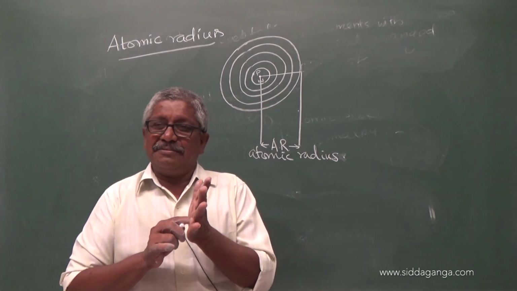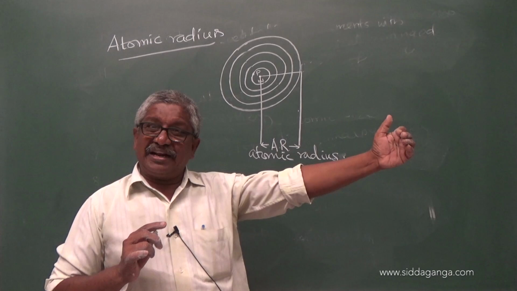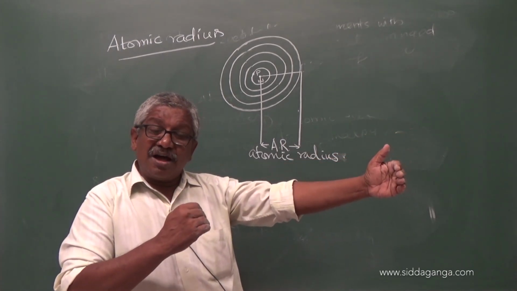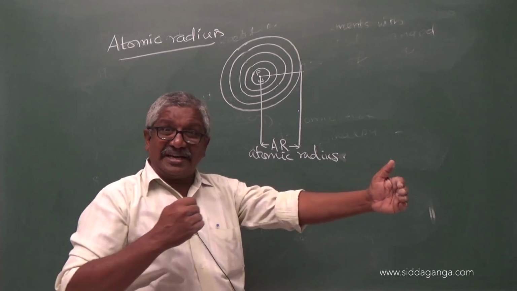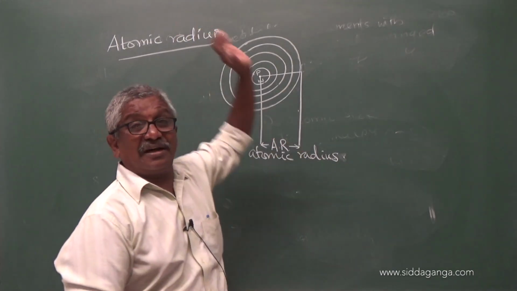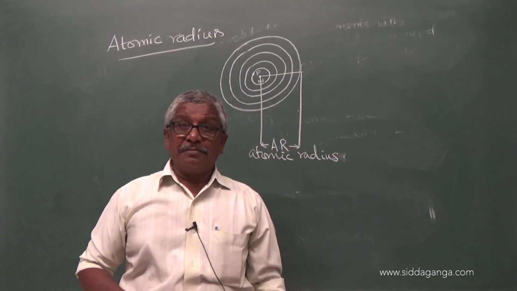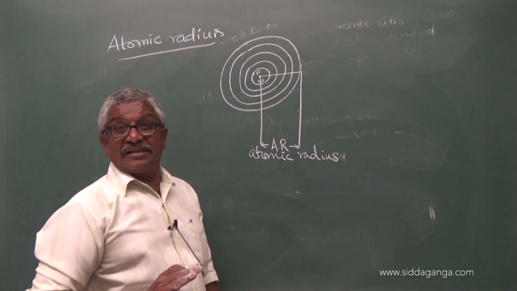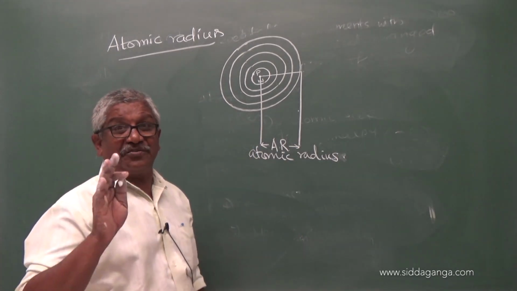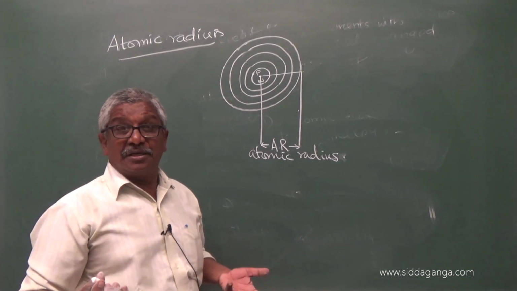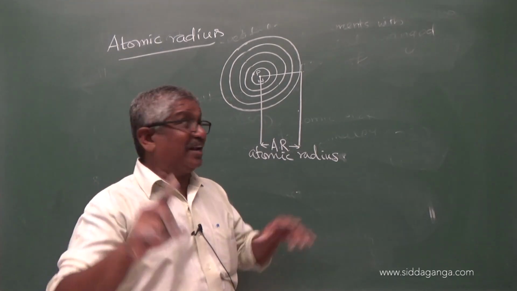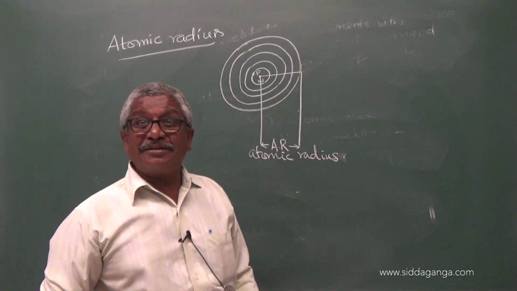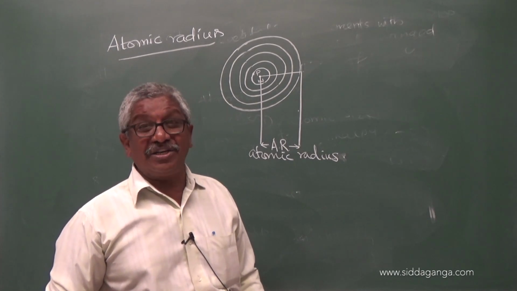If we calculate the distance from the center of the nucleus to where the outermost orbit electrons are, that distance is called atomic radius. But there is a difficulty to find out the atomic radius, because the exact position of electrons is unknown.